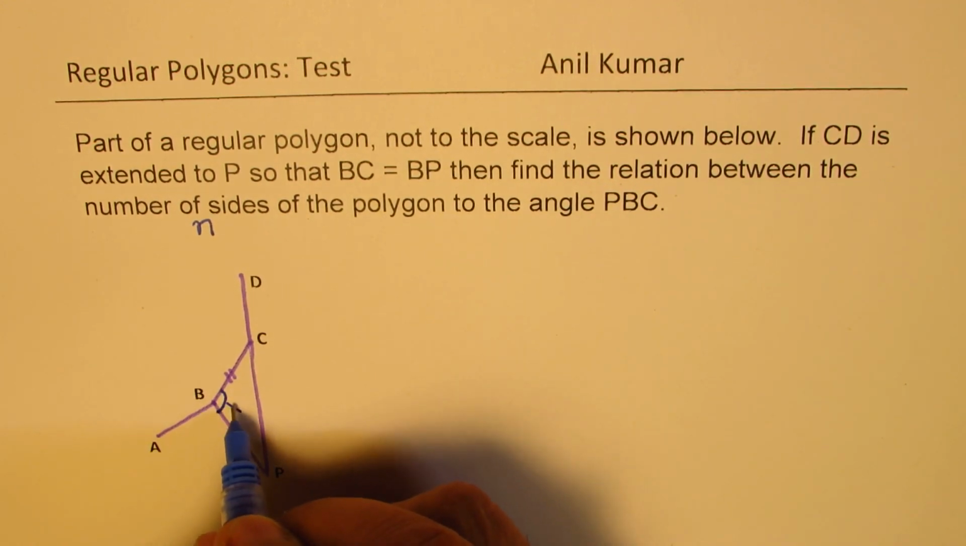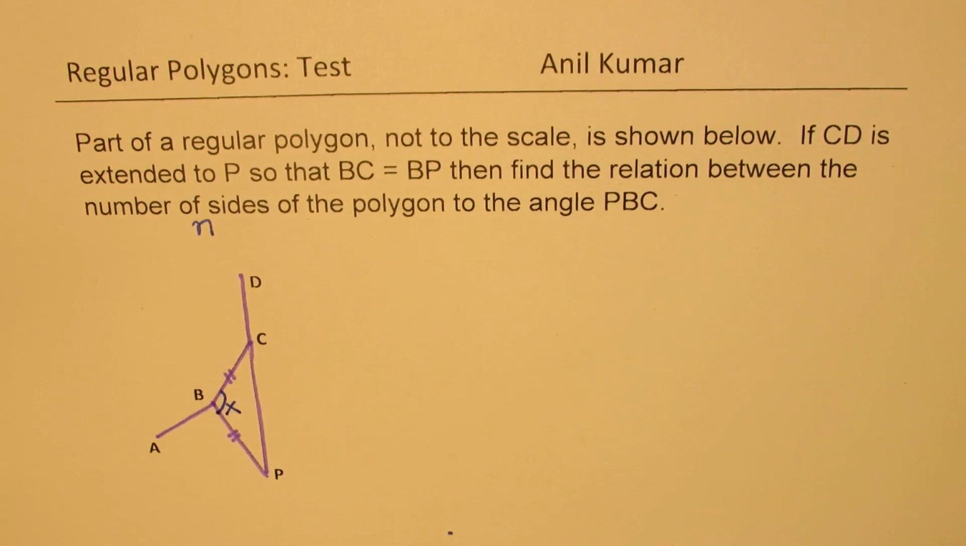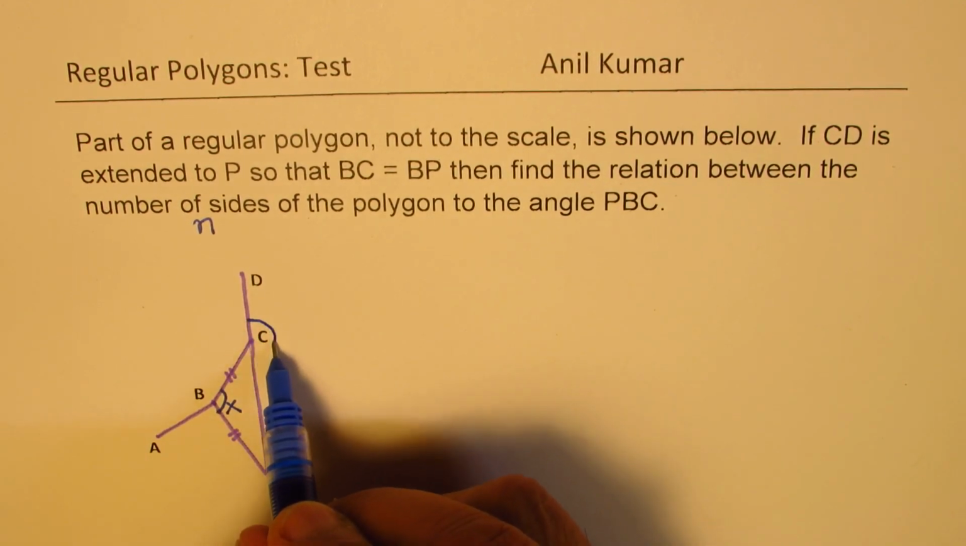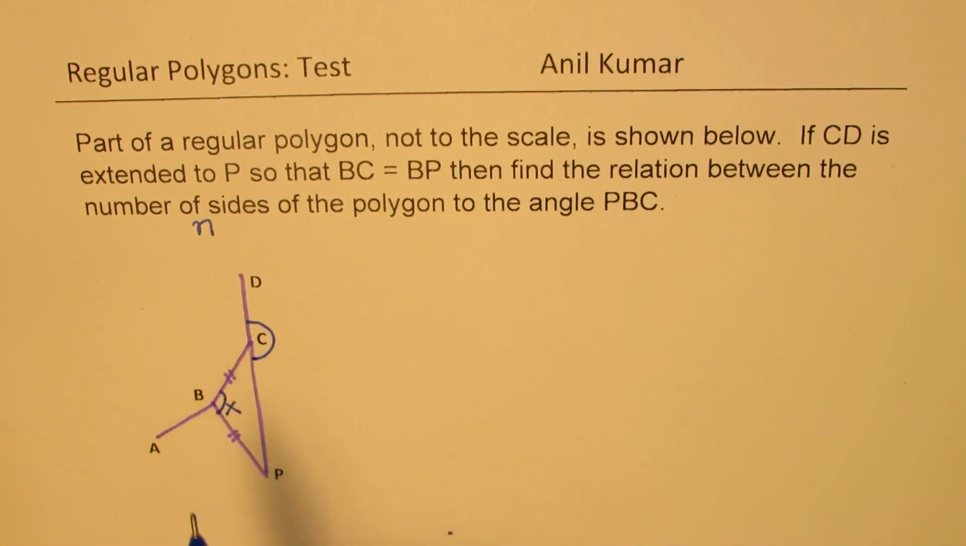Let's call this angle x. So I hope the question is absolutely clear. Now this is a straight line, 180 degrees, correct? And you need to find the relation between this x and the number of sides n of a polygon. You can always pause the video, answer the question, and then look into my suggestions. Now we can begin with the interior angles.